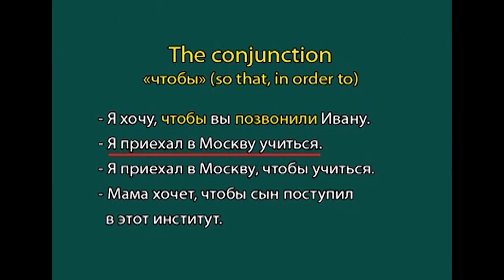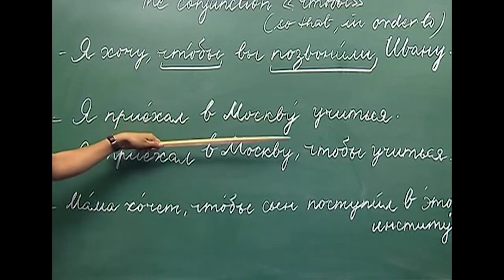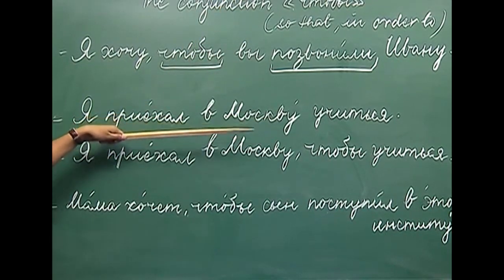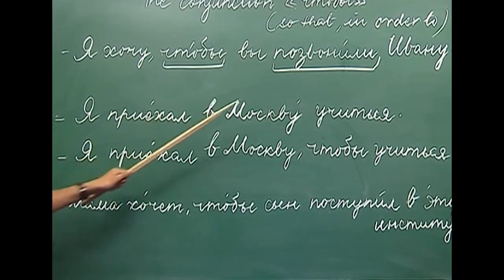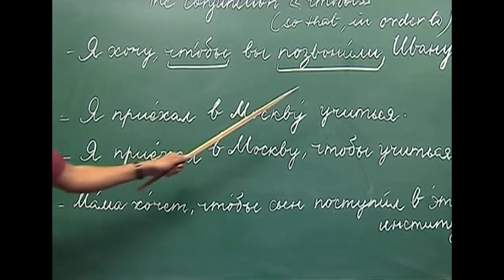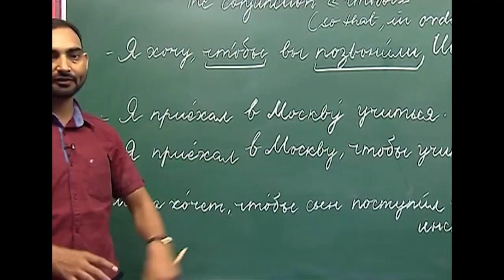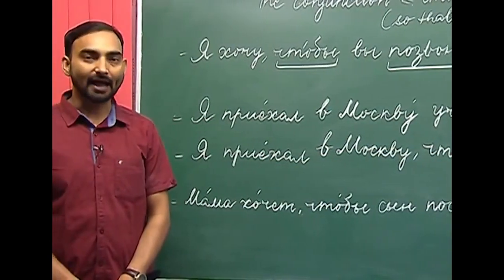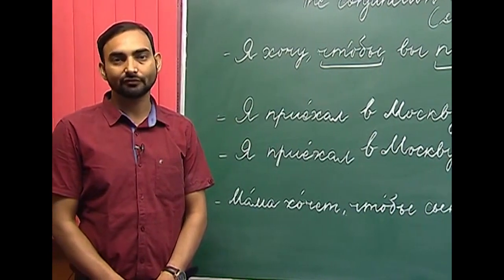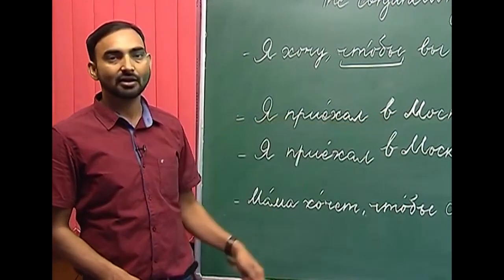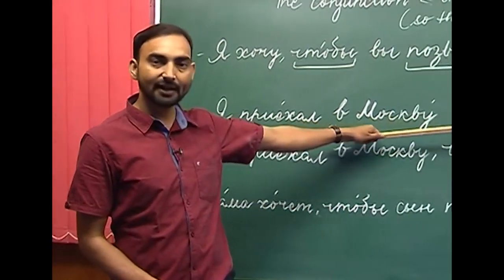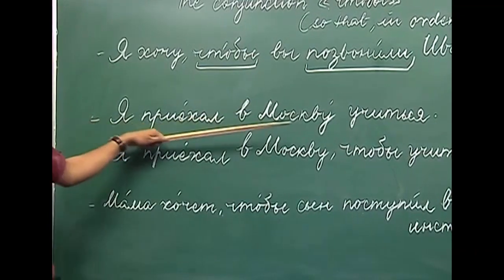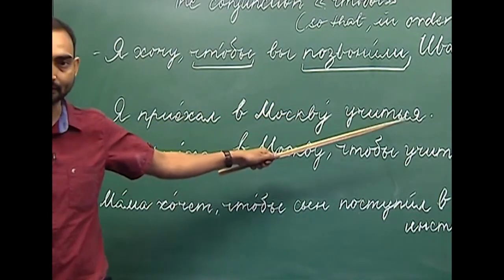Let us move on to the next example. Я приехал в Москву учиться. Here the sentence is without the conjunction чтобы. This is a simple sentence with a compound predicate. As you can see, there are two verbs here, приехал and учиться. As we have already discussed, if there are two verbs in the same sentence, we do not need to conjugate the second verb. That is why учиться is in the infinitive form. I have come to Moscow to study.